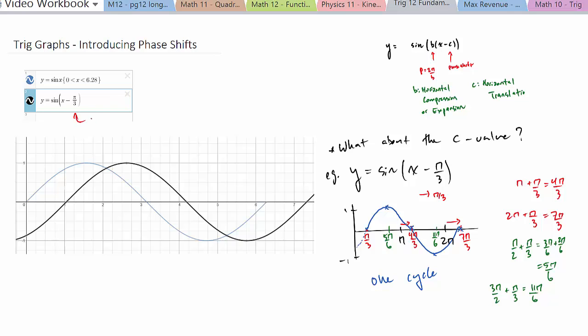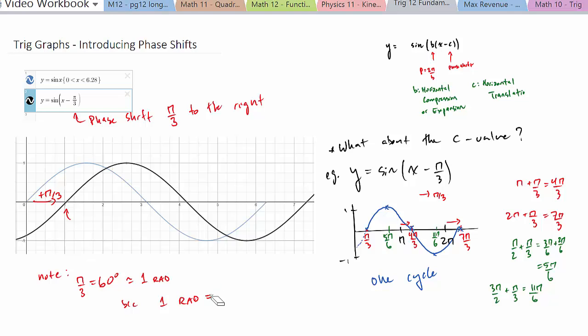Okay. So I took a little screenshot, and now we're going to try to compare it to our hand-drawn graph. So we know it's a phase shift of pi over 3 to the right. And let's just take a little note. Pi over 3 is basically 60 degrees, which is actually around 1 radian, because 1 radian is around 57. So that's why that value is a 1. It's just a little bit past 1 radian.